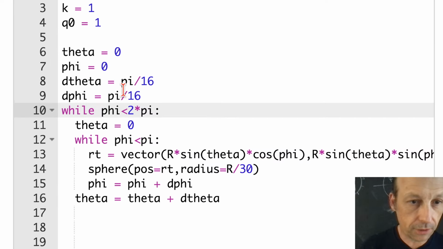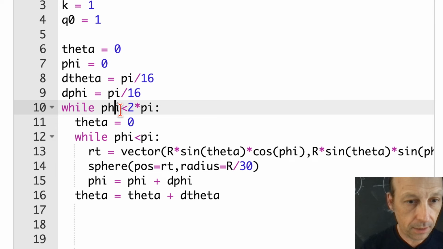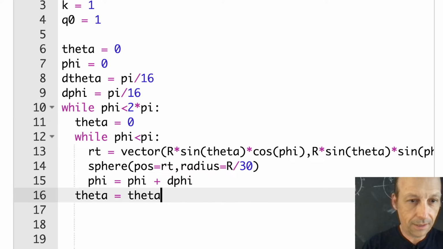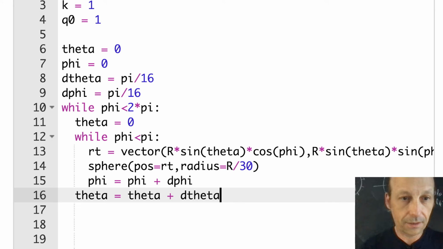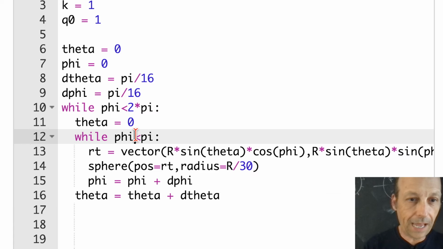What's the problem here? I'm going to have to start over, aren't I? Let's see. Okay, that's phi. Oh, this should be theta. This should be phi. Oh, I got everything backwards. So phi, theta equals theta plus d theta. No. Oh, that one should be theta.